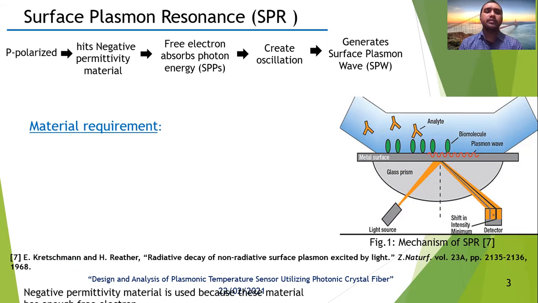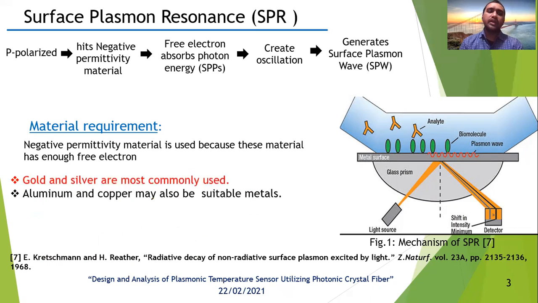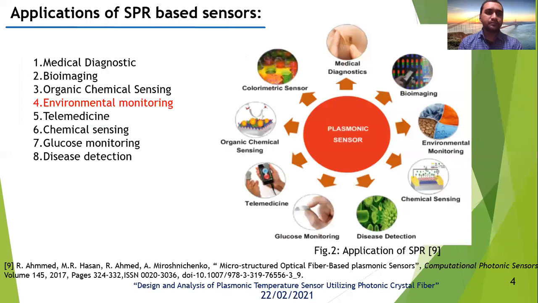Negative permittivity material is used for SPR phenomena because it has many free electrons that can absorb the photon energy of incident light. Gold and silver are the most commonly used. With silver we get a sharp loss peak, but silver is easily oxidized, and gold is free from oxidation. That's why gold is mostly used in SPR phenomena.